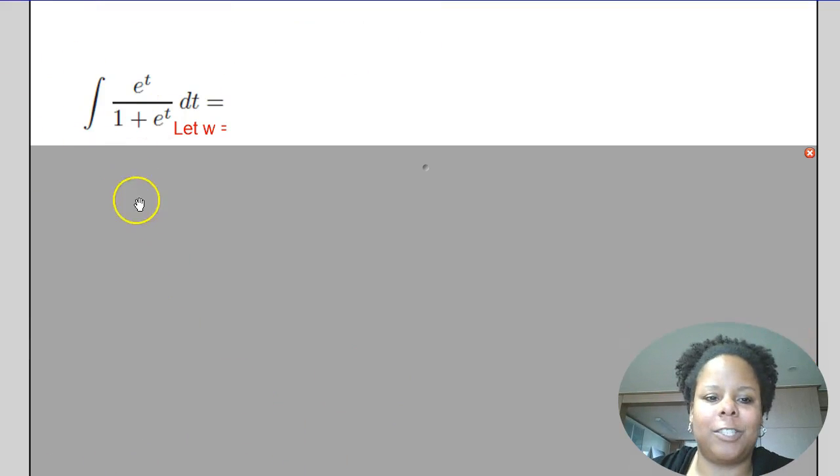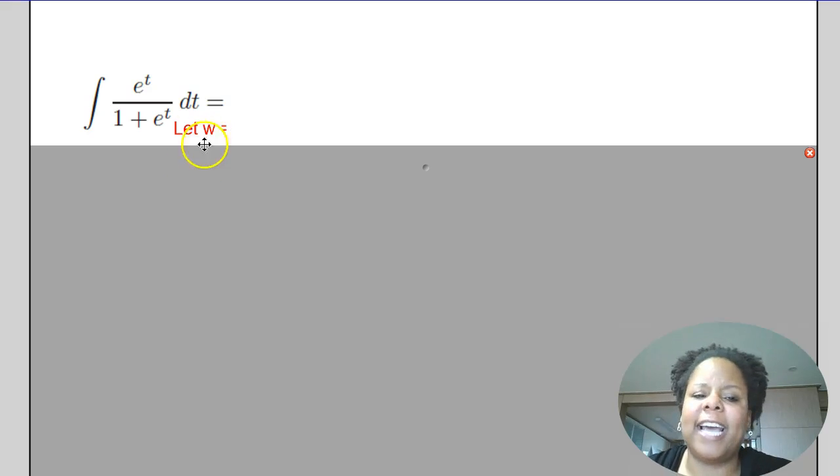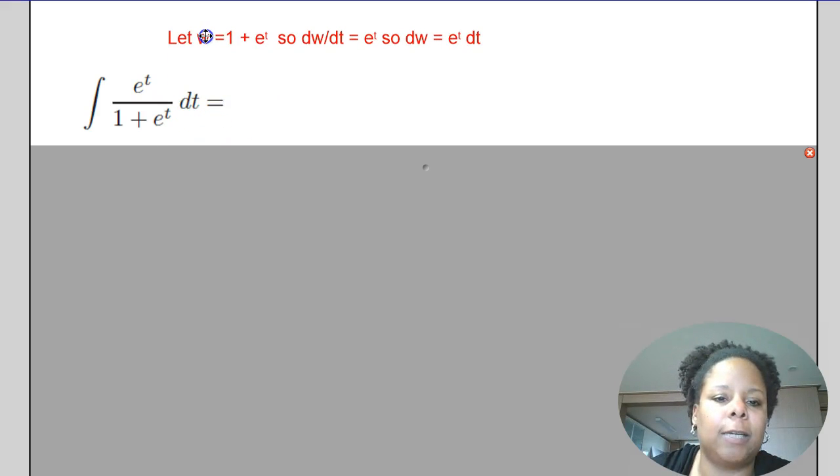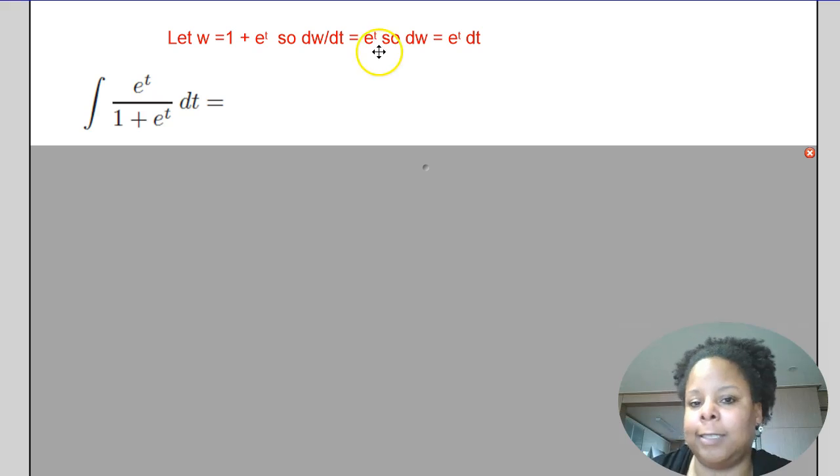So here we have this situation, and using the substitution method, what should we let w be equal to? And again, you're looking ahead, and this looks very familiar. Take a look at your elementary integrals that you know how to integrate and try to get this in terms of it. So I'm going to let w be equal to 1 plus e to the t. So therefore, dw dt is going to be equal to essentially e to the t, and then dw is equal to e to the t dt.